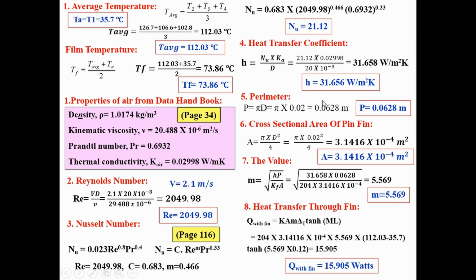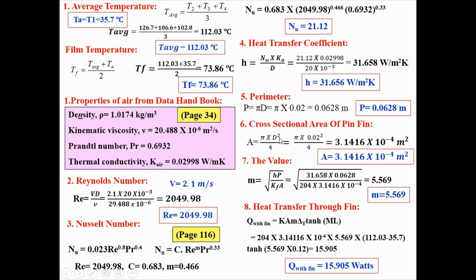Now after this you have to calculate the perimeter of the fin. What is the formula for the perimeter of the fin? That is P is equal to π into D, where D is the diameter of the fin, that is 20 mm, converted into meters and multiplied by π. Then the perimeter will become 0.0628 meter. Finally, you have to put the answer in a box as capital P is equal to 0.0628 meter.